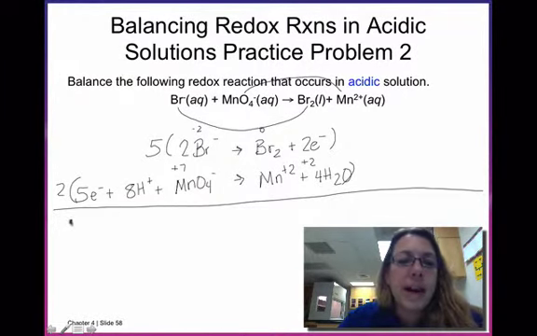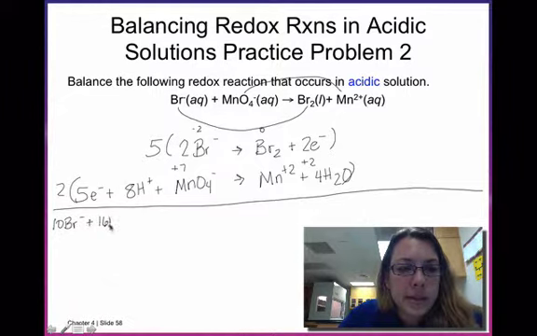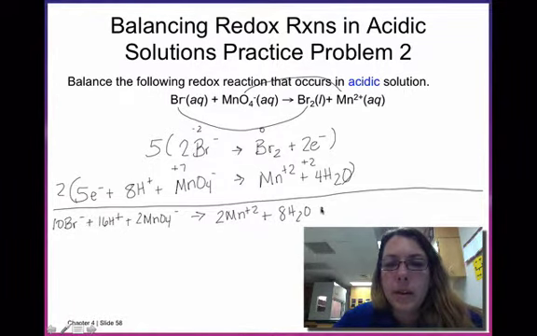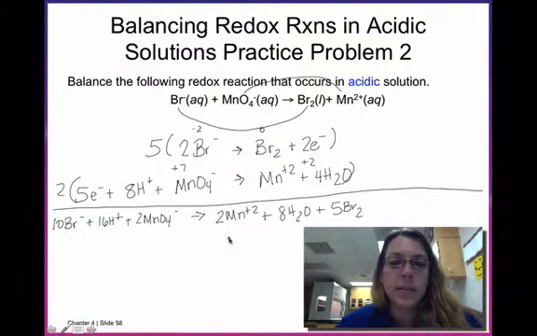So I do all of that. I'm just going to start up here and work my way down. I have 10 bromides, and I have 16 hydrogen ions, and 2 of the permanganates. That's going to give me 2 of the manganese and 8 waters and 5 bromines, and I don't have to worry about the electrons. So that is what I'm left with. I need to look for things that cancel. I only have hydrogen ions on one side and waters on the other, and those won't cancel, and nothing else is the same. So it looks like that is my final answer.